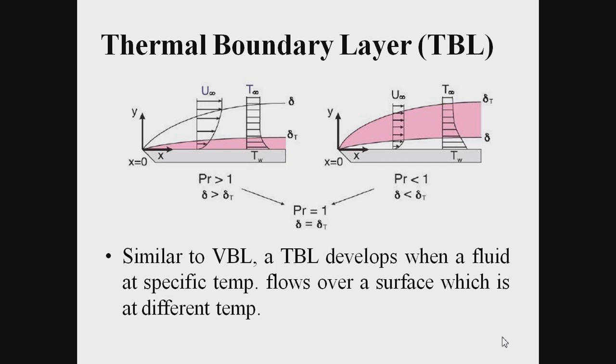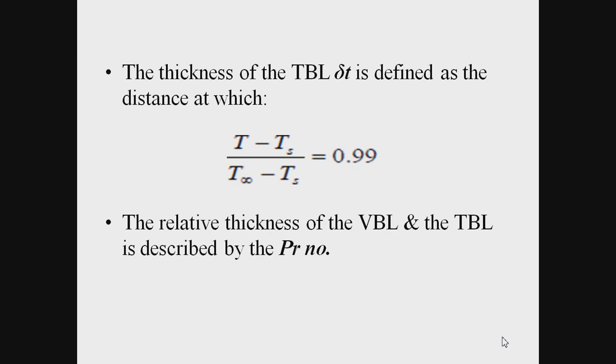Now, after considering the hydrodynamic boundary layer, the thermal boundary layer is another phenomenon which is very important in the study of convection heat transfer. Similar to the velocity boundary layer, a thermal boundary layer develops when a fluid at a specific temperature flows over a surface which is at a different temperature. The thickness of the thermal boundary layer is defined as the distance at which (T minus Ts) upon (T infinity minus Ts) becomes 99%. The relative thickness of the VBL and the TBL is described by the Prandtl number.